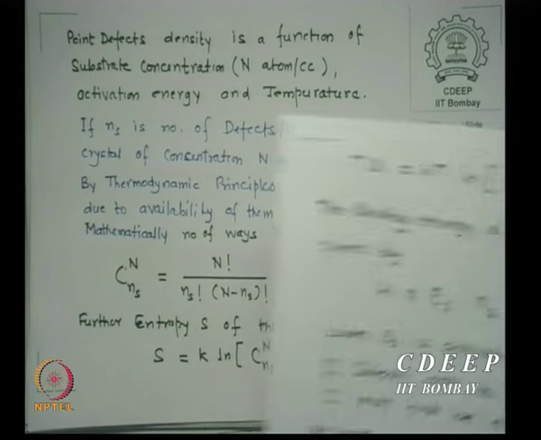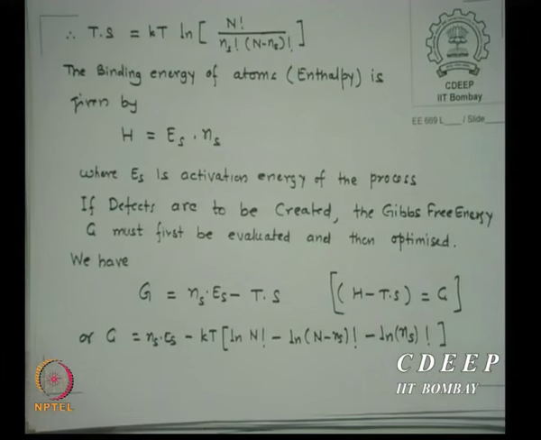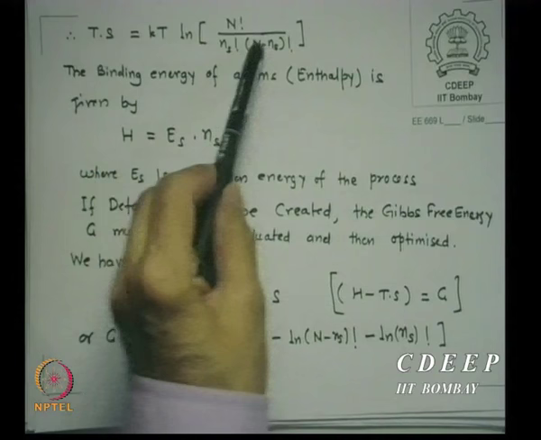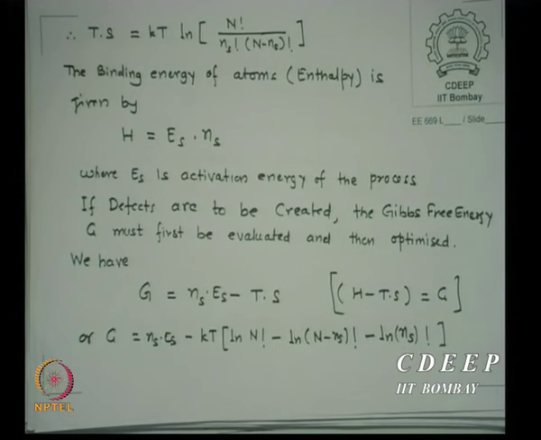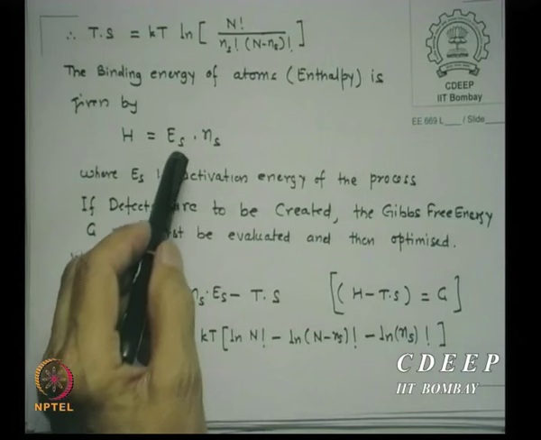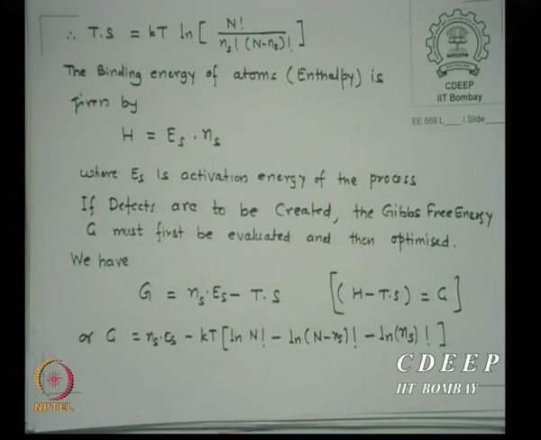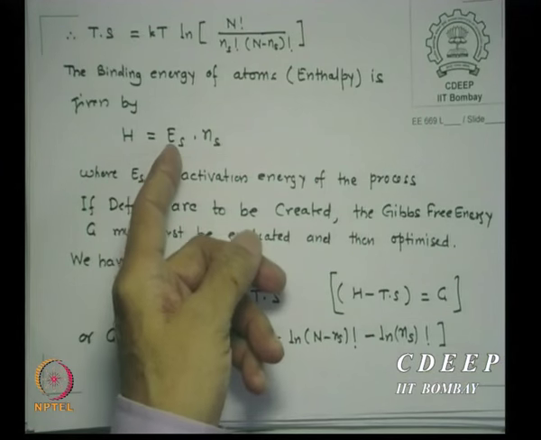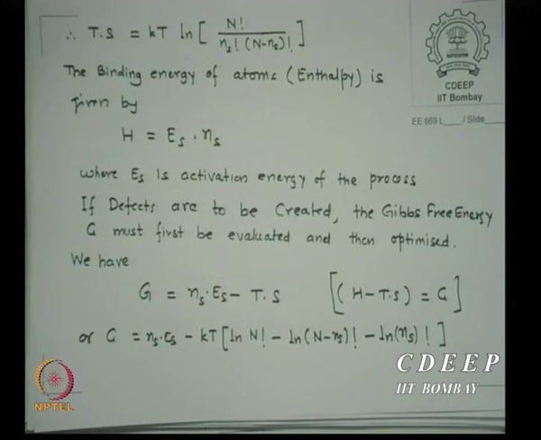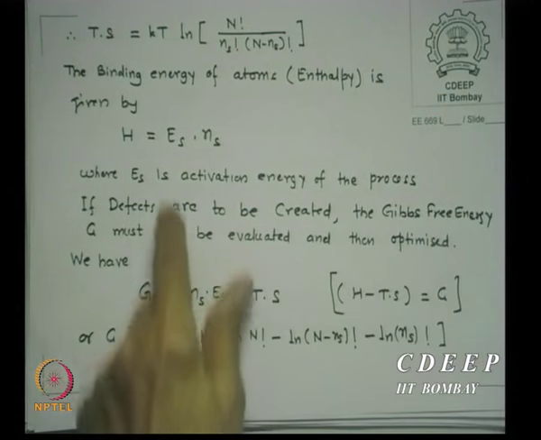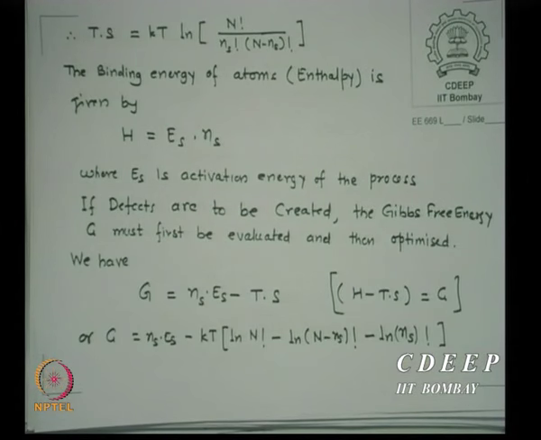Then I multiply both sides by T. So T·S is KT ln of n over ns factorials. The binding energy of an atom, which is also called enthalpy, H, can be written as activation energy multiplied by the number of defects, per unit volume. This is for creation. What is ES? It is the energy required to create a defect. If there are ns defects, the total enthalpy is ES times ns.